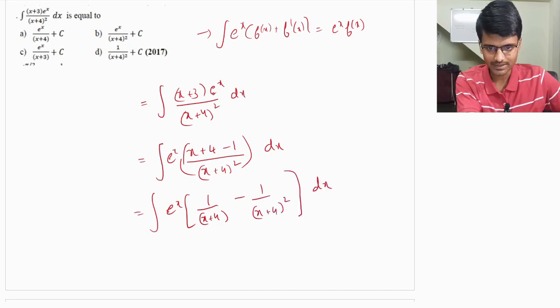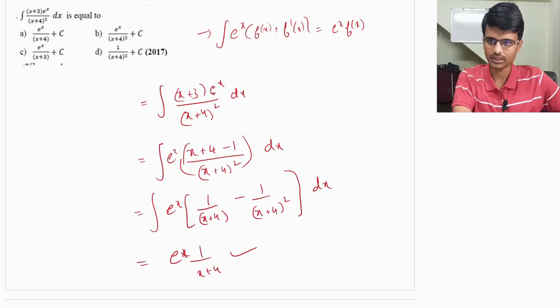We know that the differentiation of 1 by x plus 4 is nothing but minus 1 by (x plus 4) whole square. So directly I can write e power x times 1 by x plus 4. Easy question, pretty easy question. So the correct answer is option A. Okay, moving on.